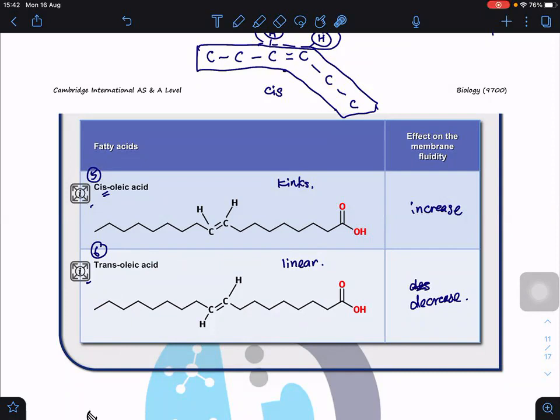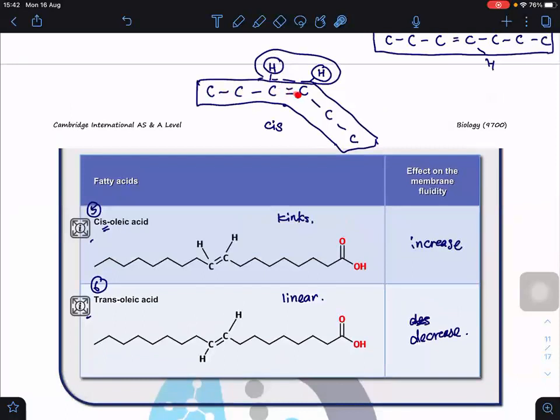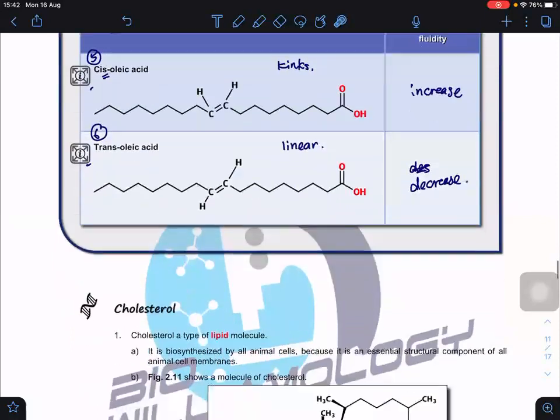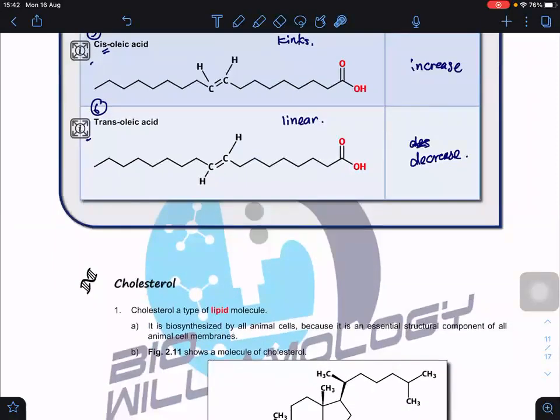Are you clear? So what's the difference between cis and trans? Cis basically has a structure that introduces a bend. But trans, can you see that they are relatively linear? When they are relatively linear, it means we can pack them nicely. They are going to decrease the fluidity of the membranes. Clear? So with this, I've finished the phospholipid molecules.